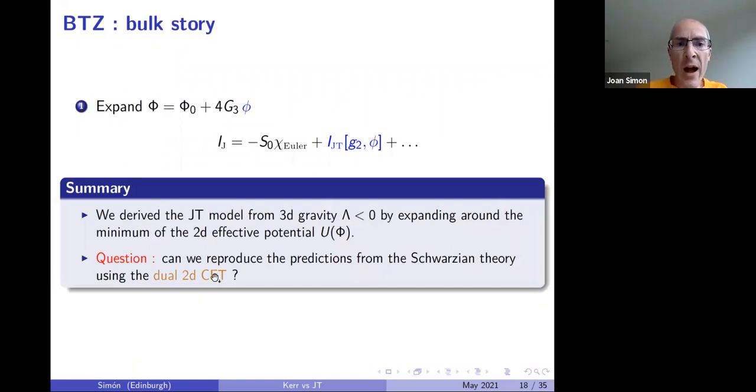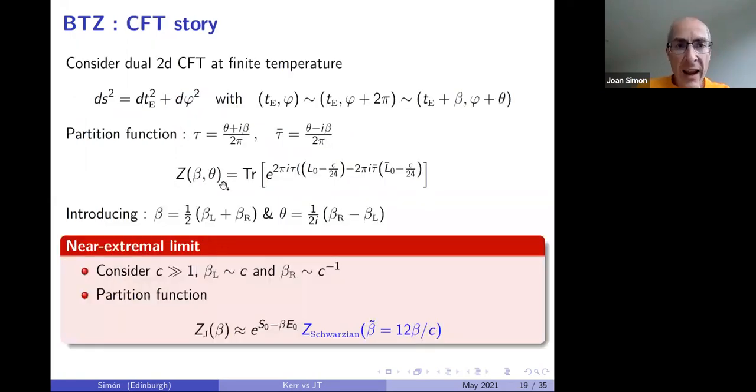And it's very natural to ask, can I reproduce this in the CFT? And it's nice to see that the answer is yes. This will link with the previous statistical mechanics statement. I start with a 2-dimensional Euclidean CFT at finite temperature. This is my Euclidean manifold. These are the beta and the theta chemical potentials that I introduced before. And this is the famous partition function of the CFT. Taking the extremal limit in this case means this first bullet. So I need large C in order to do holography. Near extremality requires beta left and beta right to scale with C in this way.